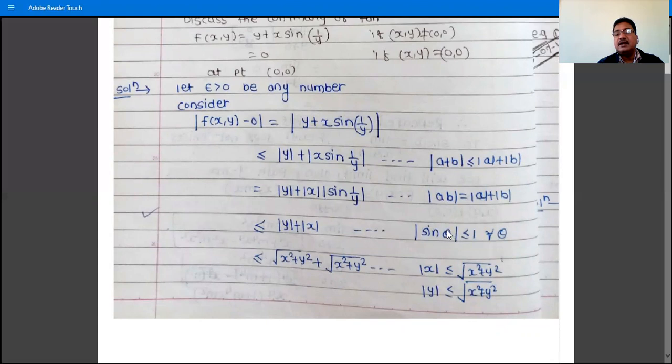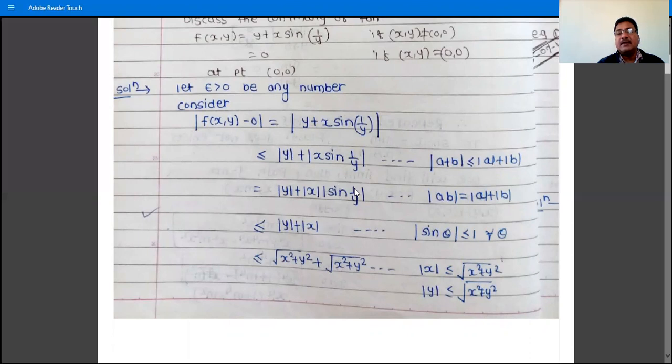Suppose theta is 90 degrees, then sin 90 is 1. If theta is 180, then sin 180 is 0. If you take theta as 1 lakh, then sin 1 lakh is also less than or equal to 1. So the largest value of mod sin 1 by y is 1. So substitute that value: mod sin 1 by y as 1.